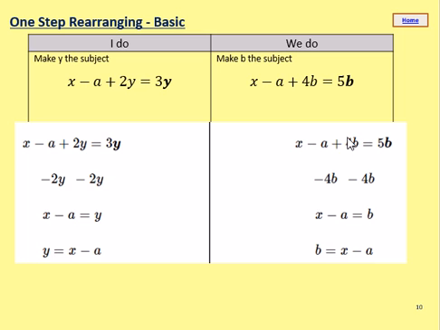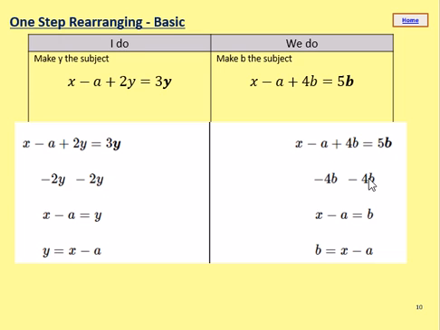So for the we do, we've got 4b on this side, we've got 5b on that side. I want to get the b's on this side. So I need to get rid of this plus 4b. So do the opposite, subtract 4b. Do that to both sides of the equals to keep both sides equal. So x take away a, add 4b, take away 4b. Well, those two cancel each other out, so we're left with just x take away a.